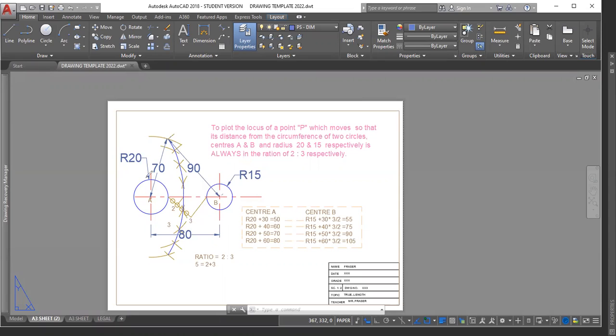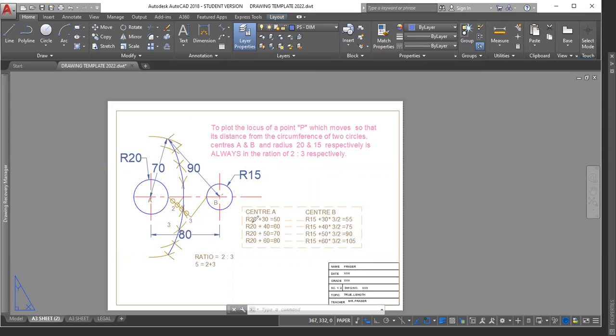Here we have one circle of radius 20 and the other circle of radius 15. So to plot the locus of the point P, which moves so that the distance from the circumference of both circles A and B is always in the ratio of 2 to 3, it means, therefore, that whatever you add to this radius, the corresponding circumference has that consistent ratio of 2 to 3.